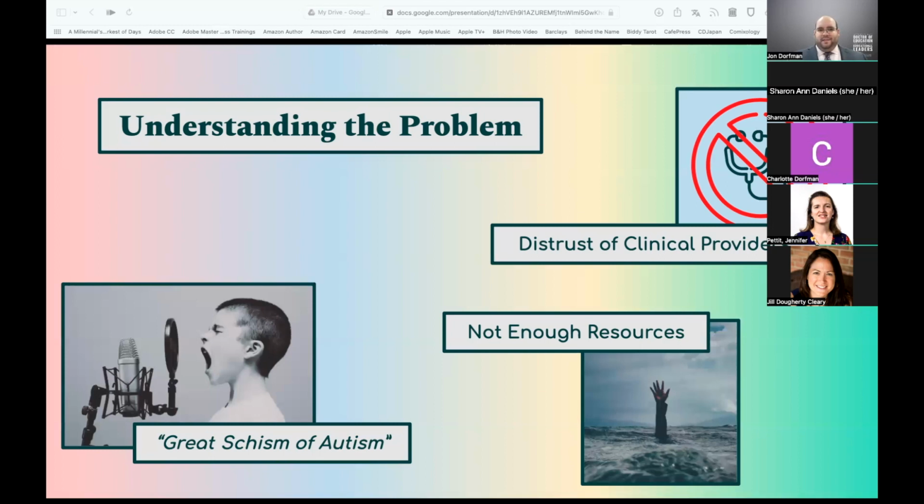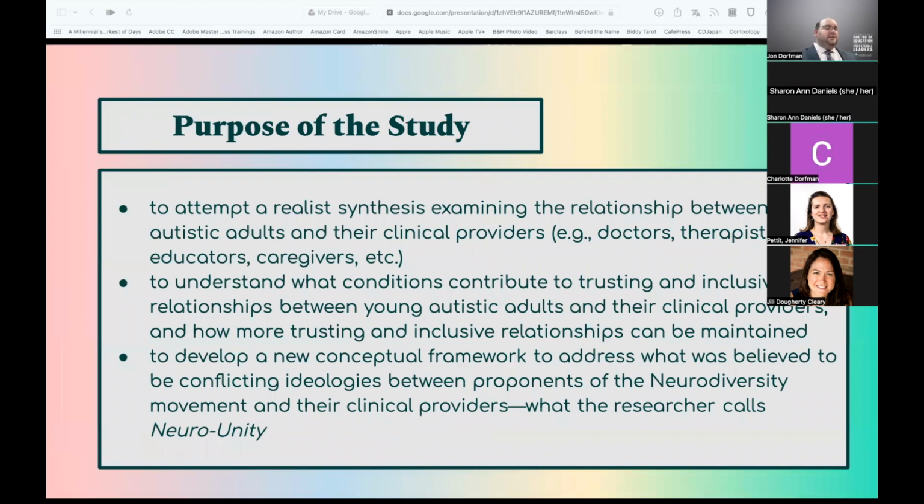So the purpose of this study is to attempt what's called a realist synthesis, to examine the relationship between young autistic adults and their clinical providers, and to understand what conditions contribute to trusting and inclusive relationships between those two parties, and how more trusting and inclusive relationships can be maintained. And to do that, I'm developing, or trying to develop through this research, a new conceptual framework to address what's believed to be conflicting ideologies between the neurodiversity movement and the established clinical model. And I call that framework Neuro-Unity.